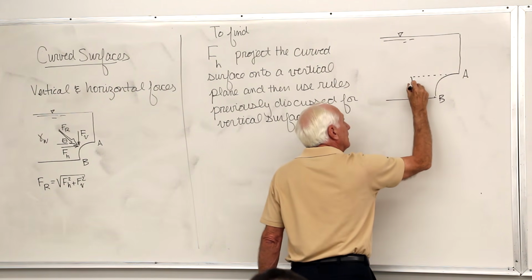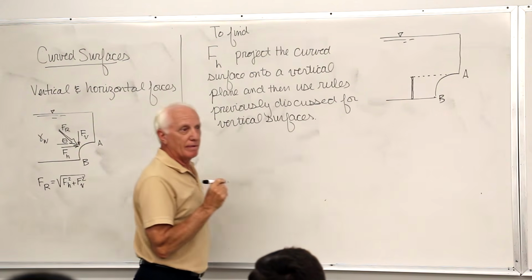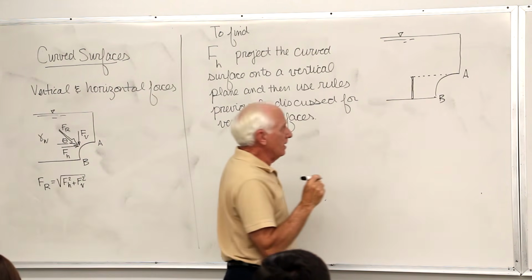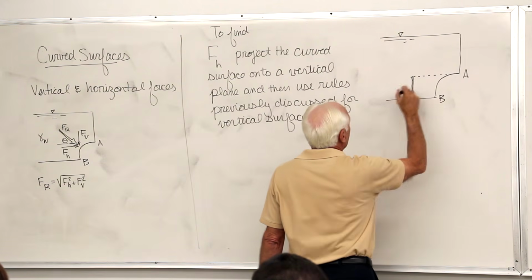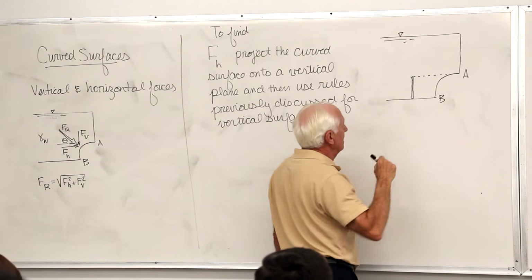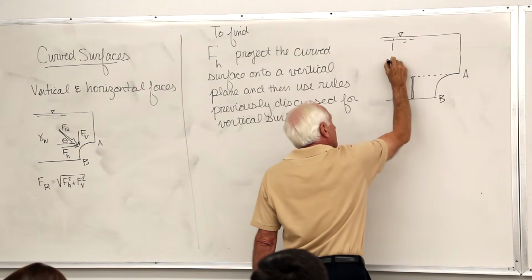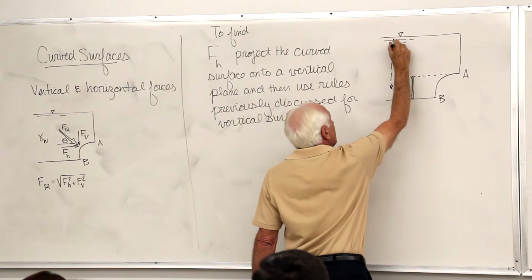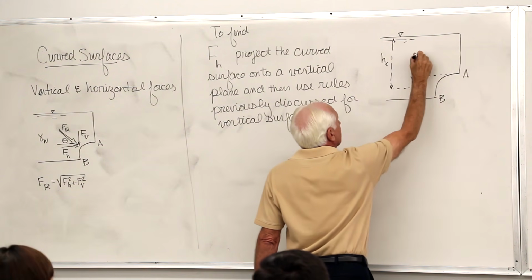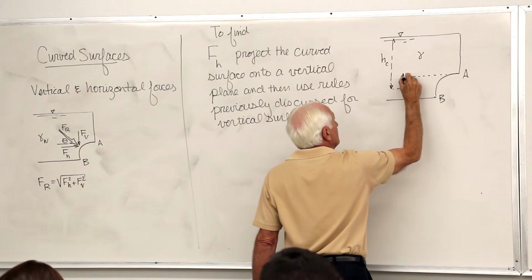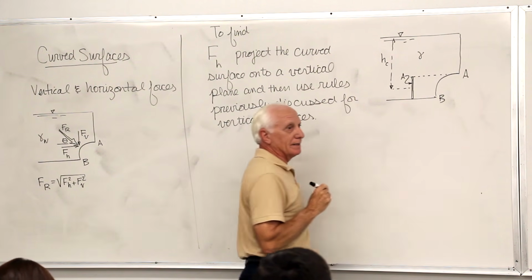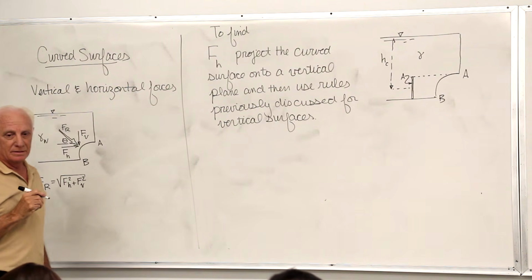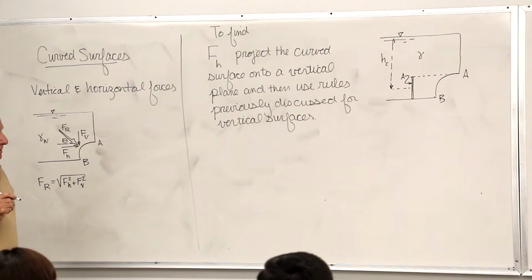There it is right there. What's F sub R? You know, it's gamma H sub C times A. There's H sub C, here's gamma, and there's the projected area. Not the actual area, the projected area. Very simple.